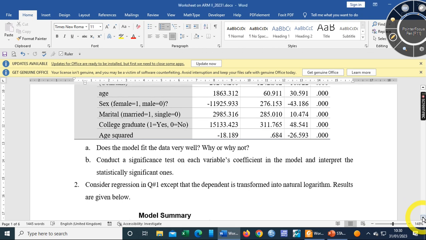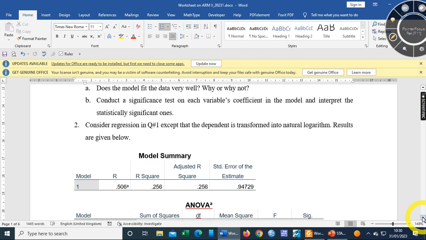When we go to question number 2, it says consider the regression in question number 1, except that the dependent variable is transformed into natural logarithm. Now, we transformed real income into its natural logarithm.